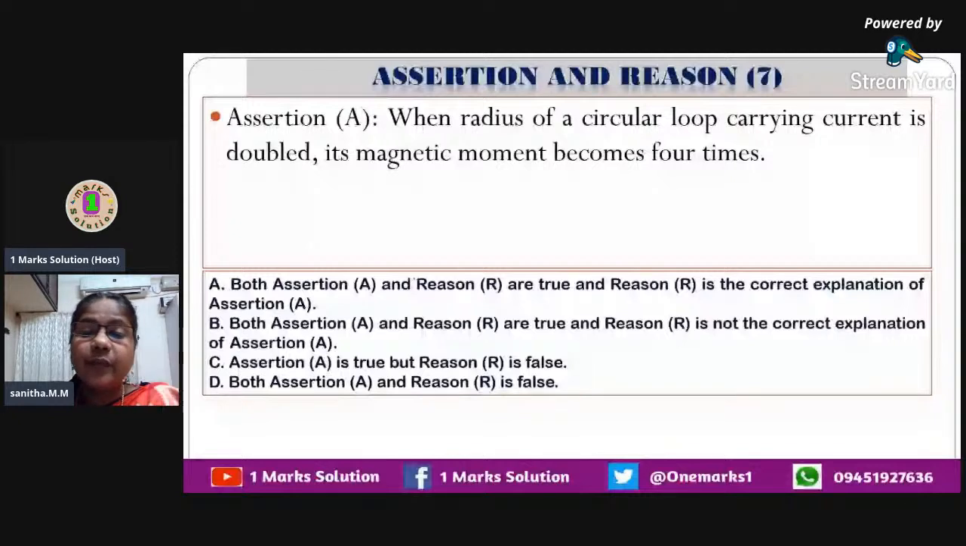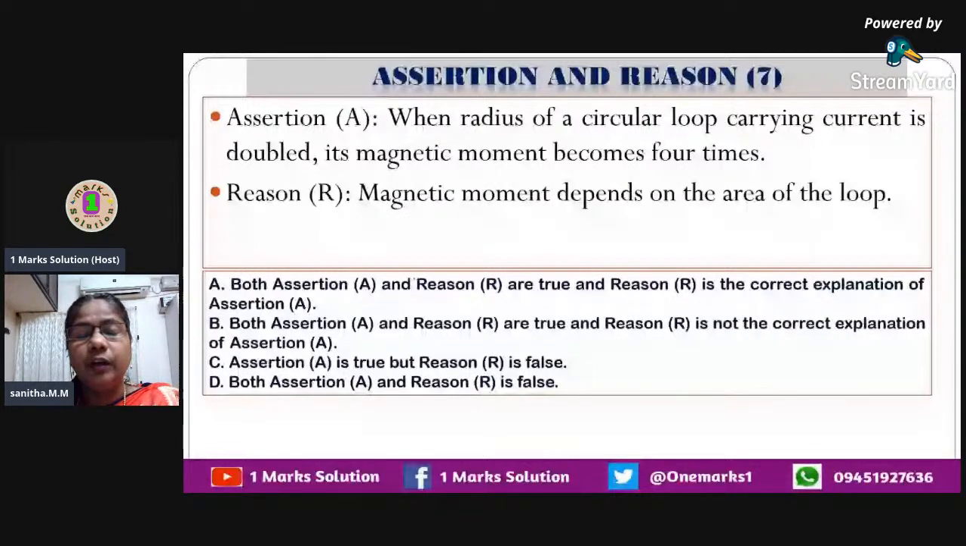The magnetic moment equation is very important. M is equal to IA, that means current into area. So that is why here we can say magnetic moment becomes 4 times. Now let us go for the reason. Magnetic moment depends on the area of the loop. Sure, magnetic moment depends on the current and the area of the loop. So assertion and reason are true. Reason is the correct explanation for the assertion. So here the answer is A, the option A.